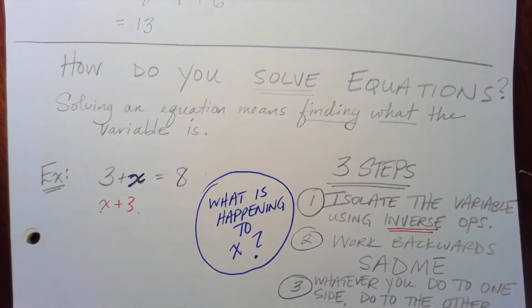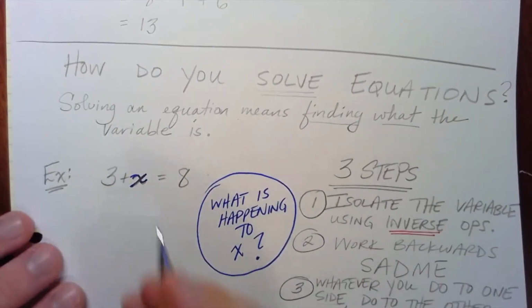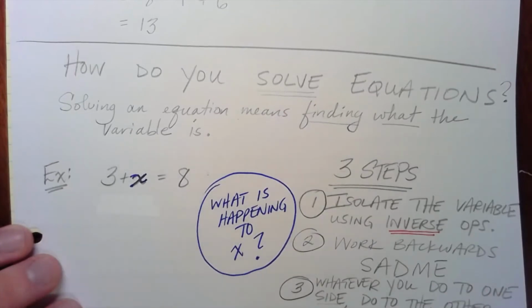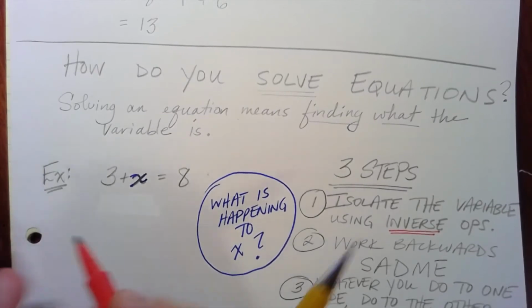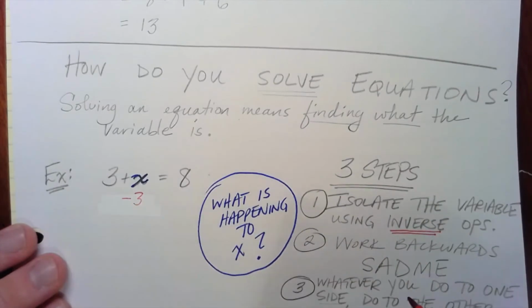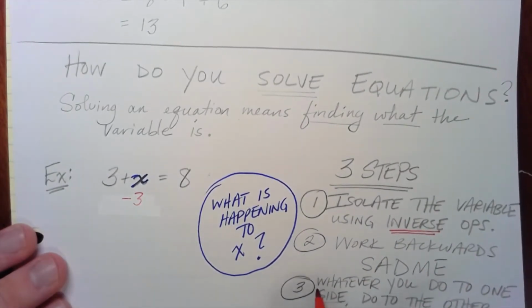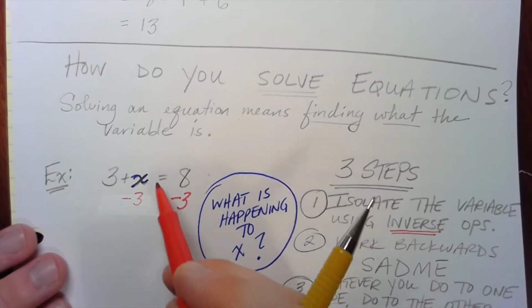So let me just highlight over this with a little of that. Okay. So, of course, it's going to be subtracting 3. And so if x is being added by 3, and we want to do the opposite of that, then we're going to subtract 3. But whatever you do to one side, you have to do to the other. So I'm also going to subtract 3 over here on the other side of the equal sign.